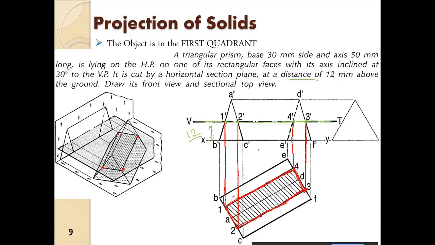So what is step 1? Step 1 is to draw the prism face here. Step 2 is to draw the top view of the prism, inclined at an angle of 30 degrees. It is given here that one of its rectangular faces is lying on the HP, and its axis is inclined at 30 degrees. So you draw the rectangular face which is lying on the HP.